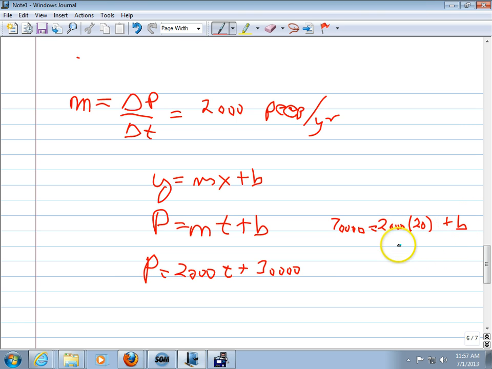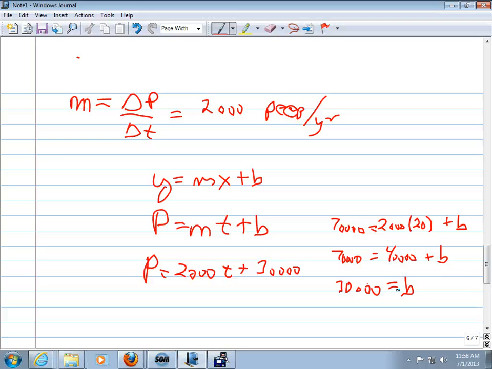So what is 20 times 2,000? 20 times 2,000 is 40,000. So I got 70,000 equals 40,000 plus b. So how do you get b alone? All you got to do is subtract the 40,000 and you get 30,000. Magic. Right? We've said that the y-intercept is 30,000. And it works out that b is the y-intercept. There you go. So given some data, if you know that it's a function and you know that it's linear, you know the equation. Y equals mx plus b.